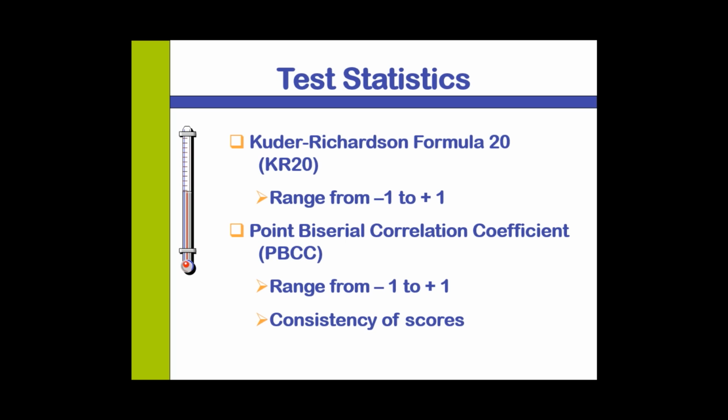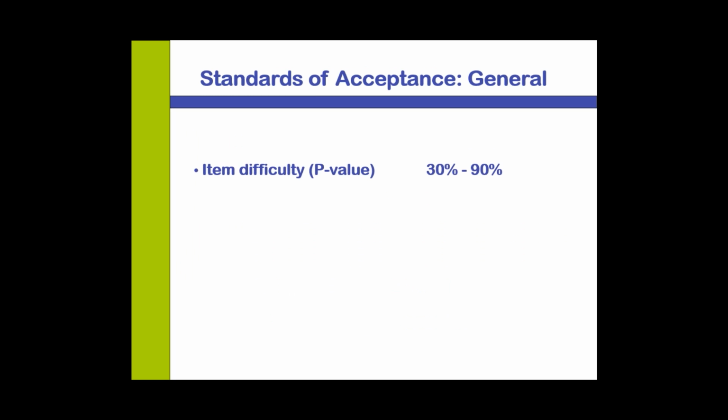But my goal is to not have to compute any of that stuff, leave that to the software application, have it deliver the KR20 to you and the PBCC at the end of every test. Then your job is to pick up that information and start making some decisions about it. So the first thing you want to do is have some type of standard of acceptance that you and your faculty colleagues have agreed upon as the acceptable values for your program.